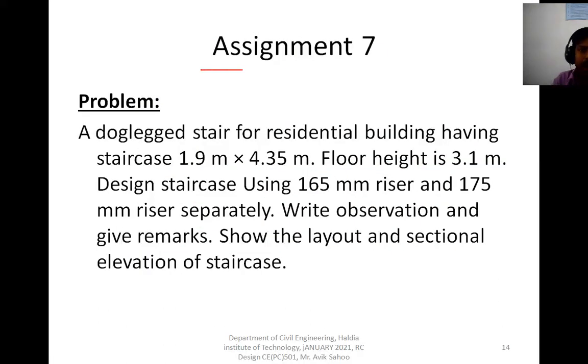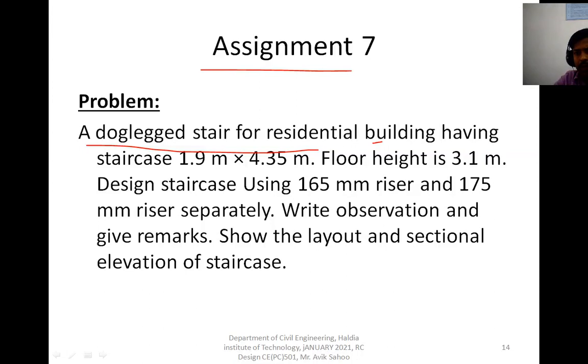Now the another assignment I have given is to plan the staircase. So one dog-legged staircase, because in your syllabus the dog-legged staircase is there. So that's why you have to plan the staircase. I mean you have to develop the geometrical plan of the staircase. So how?